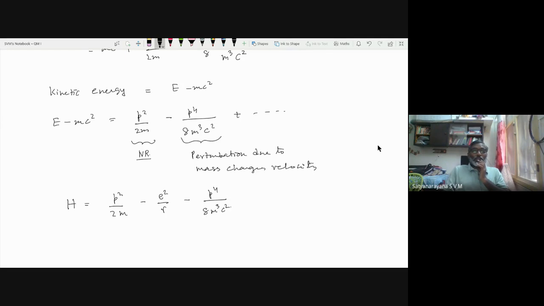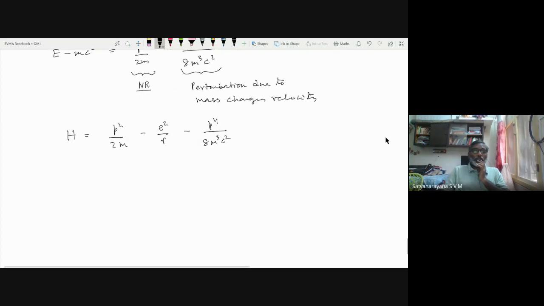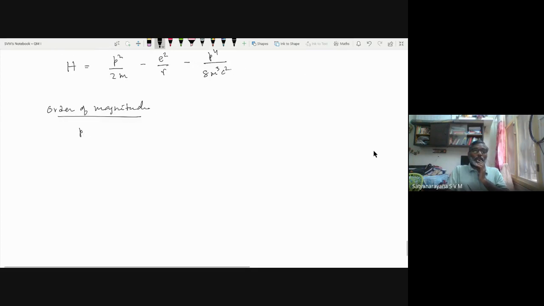Now to see whether this can be used as a perturbation, we have to just check what is the order of magnitude. So the order of magnitude is, you try to find out p to the 4 by 8m cube c square divided by p square by 2m. That is equal to p square divided by 4 m square c square.